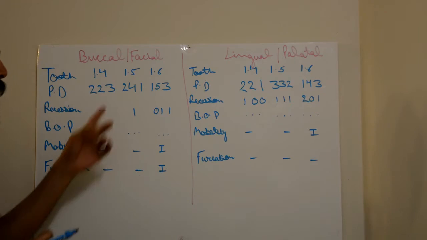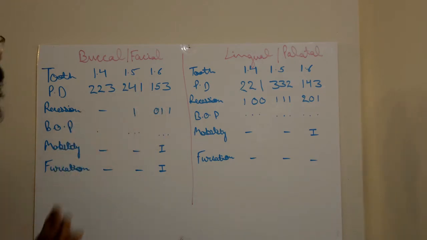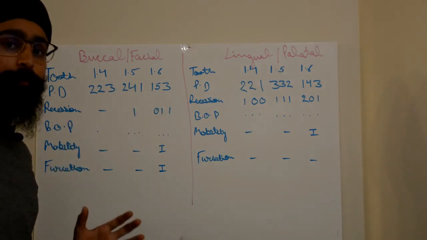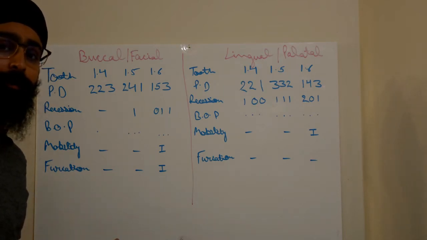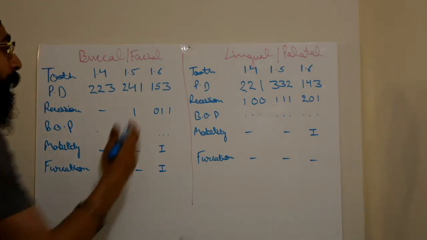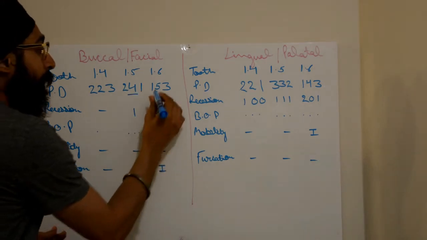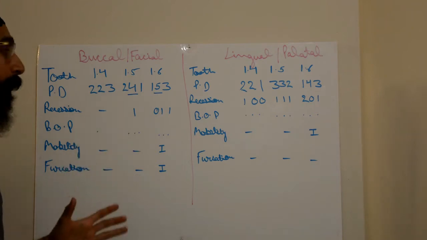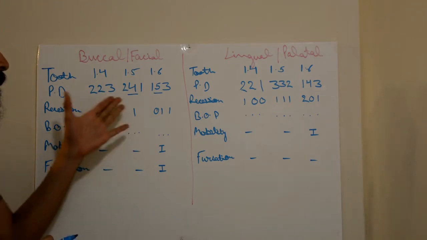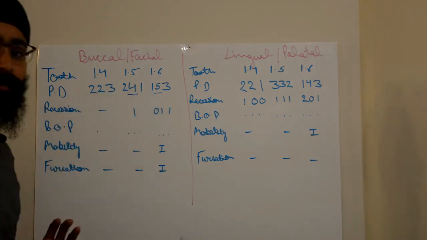This is first molar, this is first premolar, upper right. 2, 2, 3, 2, 4, 1, 1, 5, 3. As you know, I have already told you that up to 3 millimeter is considered normal. Anything more than 3 millimeter is not considered normal. So here we have 4 millimeter, 5 millimeter. These are not normal. I will come to it later on to explain why I have marked these.